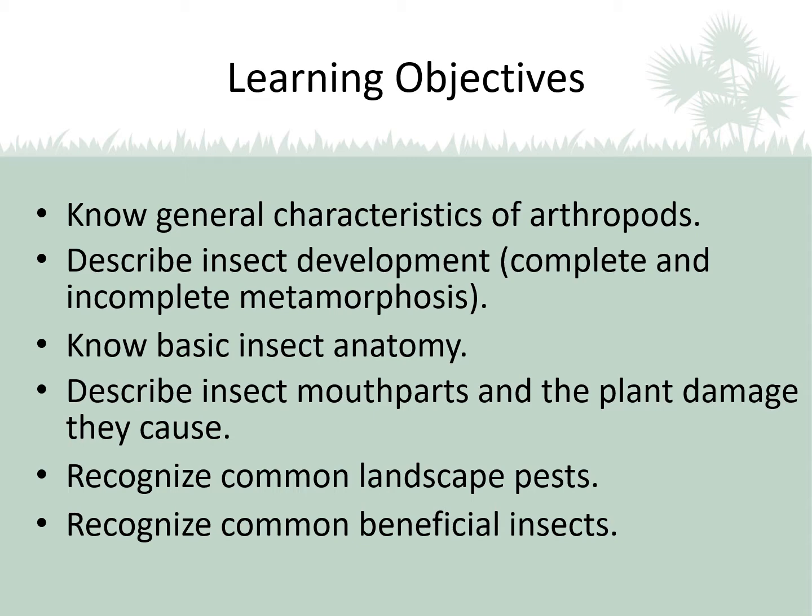Our learning objectives today are to learn the general characteristics of arthropods, and describe insect development, and by that I mean complete or incomplete metamorphosis, that's a mouthful. Meta means change, and morphos or morph means shape, change in shape. We're going to learn the basic insect anatomy. We're going to describe insect mouthparts and the plant damage they cause. And finally, recognize common landscape pests, and common beneficial insects, because certainly all insects are not detrimental.